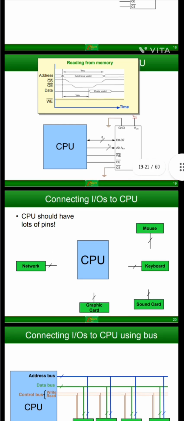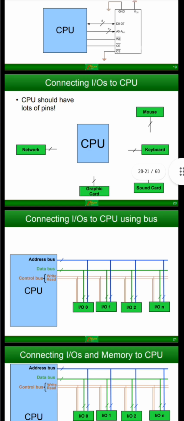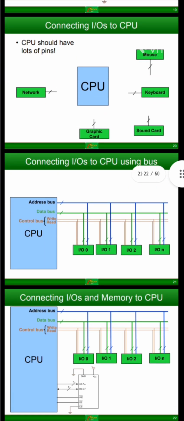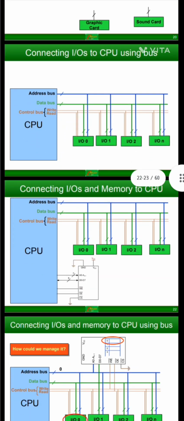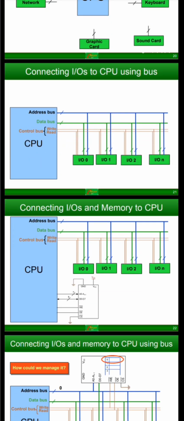Now we have the connectivity of input output to the CPU. To the CPU there is a network that is connected. The graphics card, a sound card, a keyboard, and the mouse are also connected to the pinouts of a central processing unit. Here we see that there is an address bus, data bus, and control bus. Read write operation: it basically reads and writes the memory, of each bit coming from the input output operations. And then we have the connectivity of input output and memory to the central processing unit.